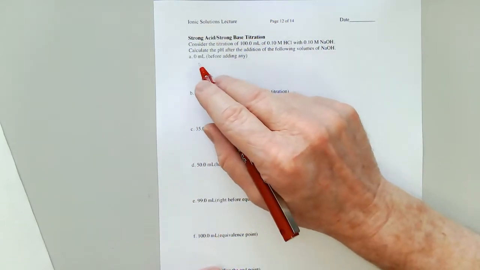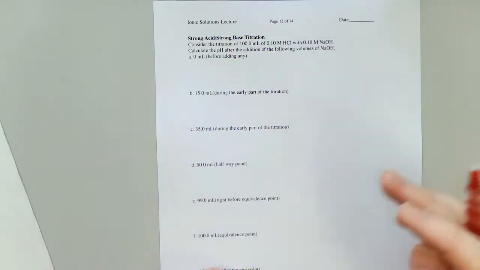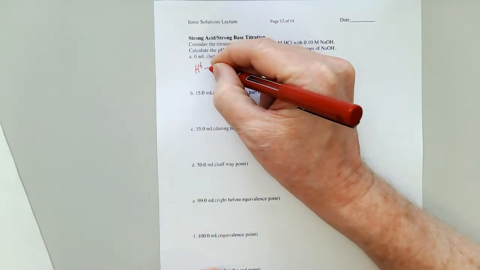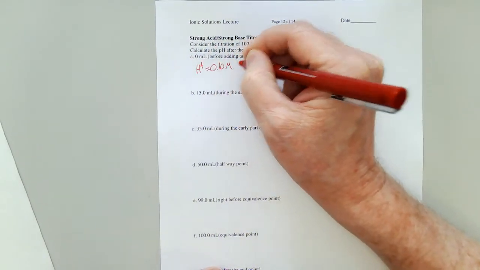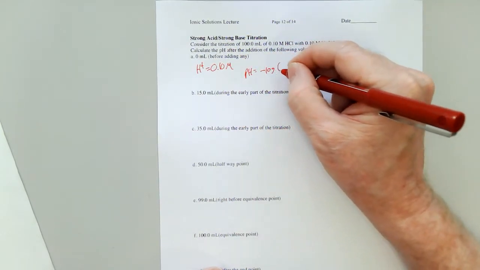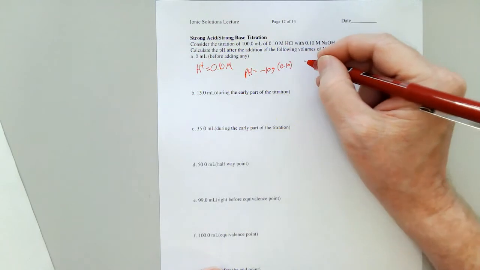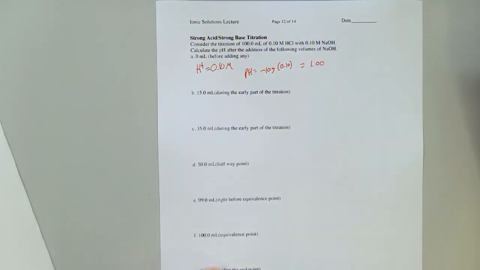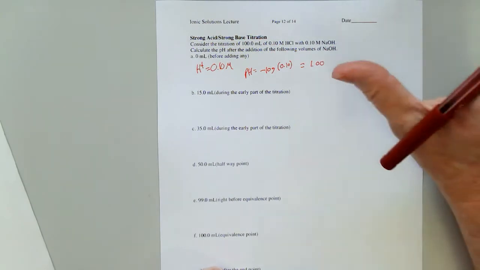Calculate the pH before we have added any of the NaOH. Oh, well, that's straightforward. It's a strong acid, so the H plus is just 0.10 molar. So the pH equals the negative log of 0.10, which equals 1.00. There you go. That's it.